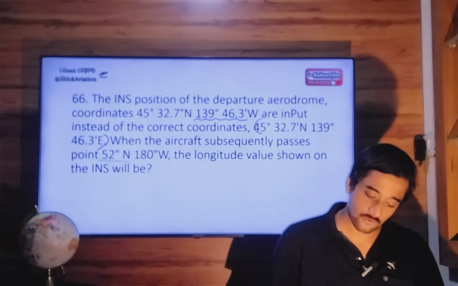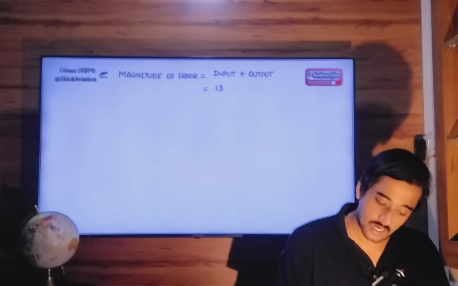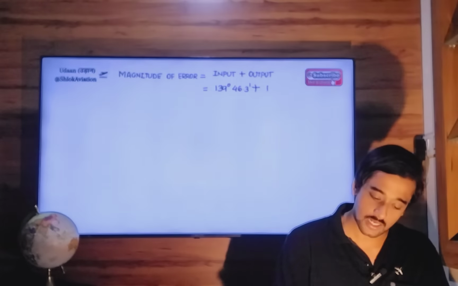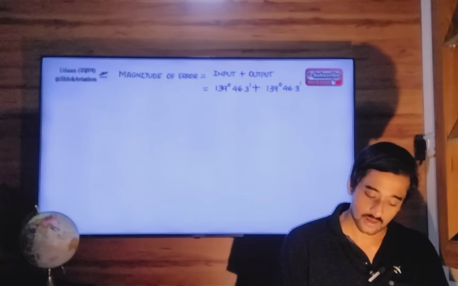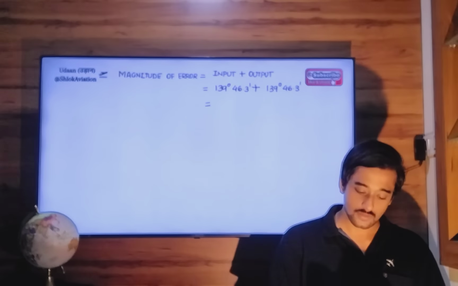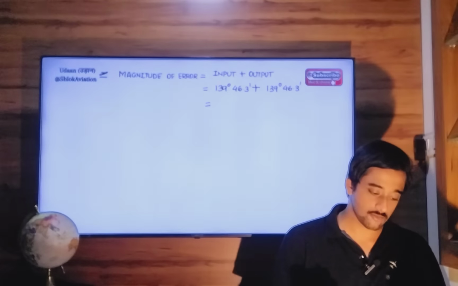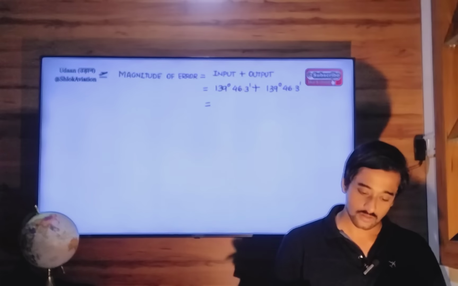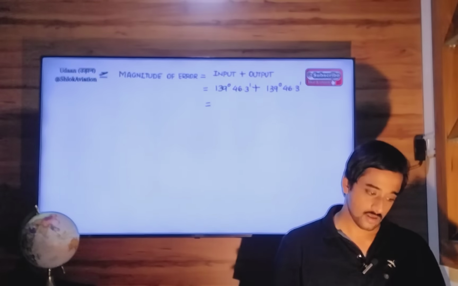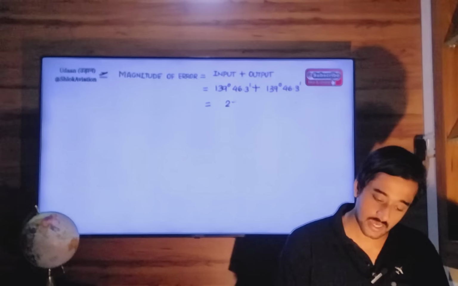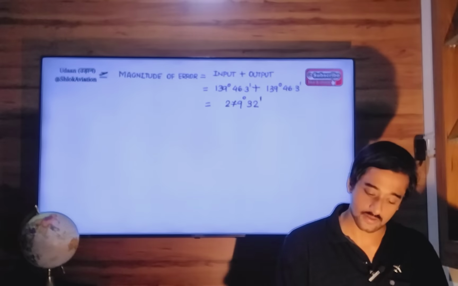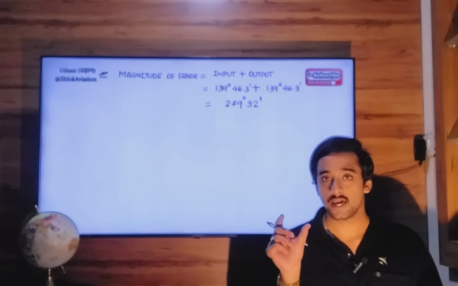So 139 degree 46.3 minutes plus 139 degree 46.3 minutes east. Add that, that is equal to 279 degree 32 minutes. This is how big the error is.